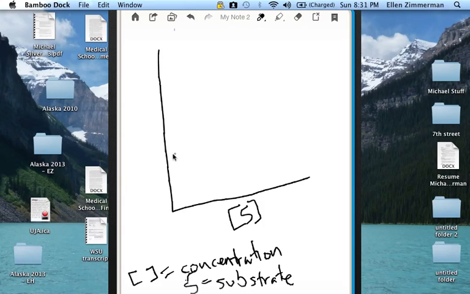Okay, so on the y-axis we have the velocity. Velocity is how fast the enzyme works. Its efficiency. We'll talk about the important parameters in a second, but let's first draw out a typical graph.